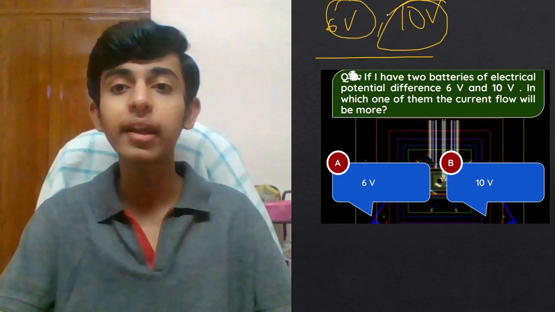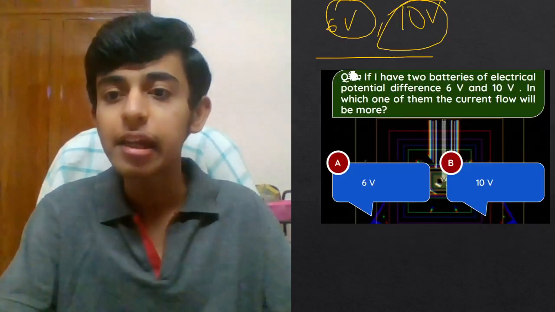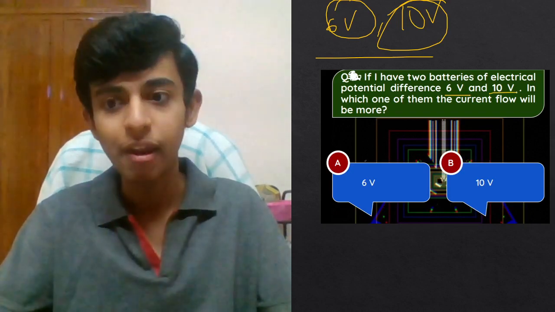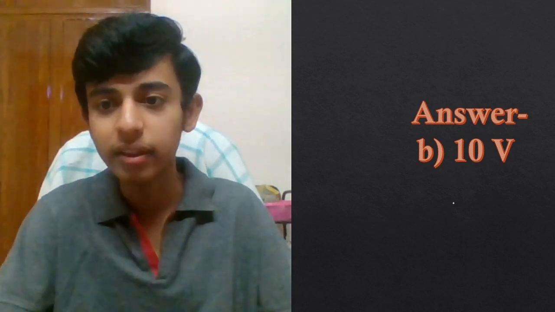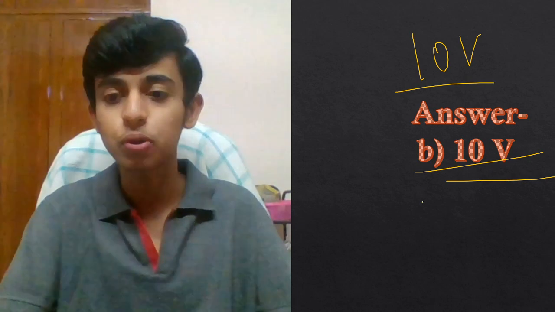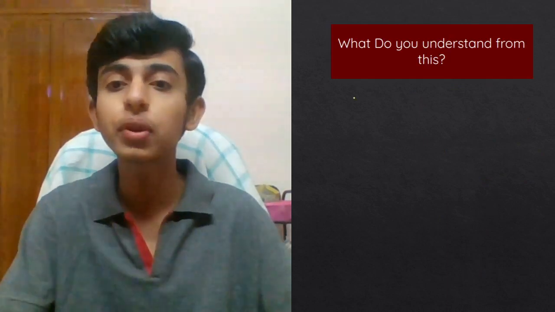It is connected to your air pressure difference. In this we saw that if it was 100 Pascal, if the pressure was more, then there was more airflow. In the same manner, if the potential difference is more, then more current will flow. So your answer is going to be 10 volt. In a 10 volt battery, more current is going to flow as compared to a 6 volt battery. But why does this happen and what do you conclude? What do you understand by this observation?